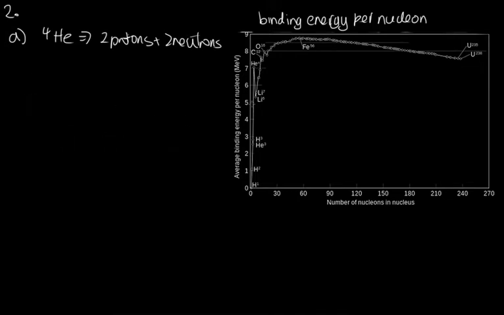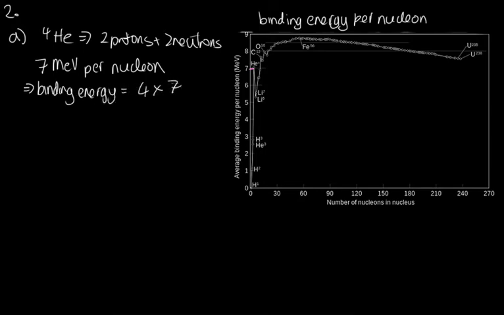So what we need to do is look for helium-4 on this graph, which is here, and this tells us that helium-4 has a binding energy of 7 mega electron volts per nucleon. Now in helium-4 there's 4 nucleons, the 2 protons and the 2 neutrons. So this tells us that the binding energy is just equal to the 4 times the 7 mega electron volts, so that's 28 mega electron volts.